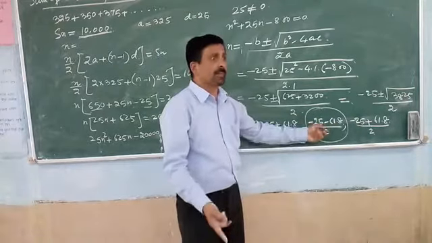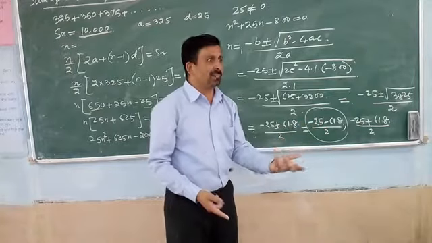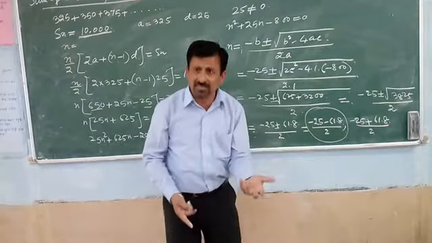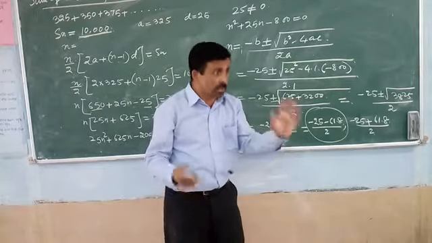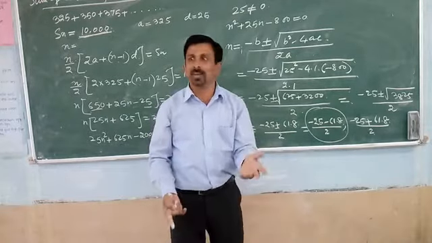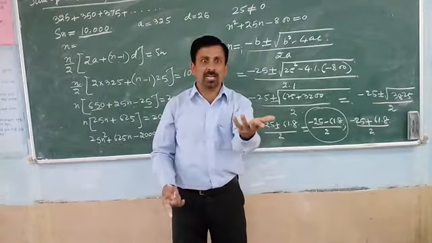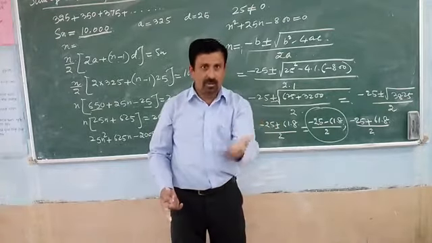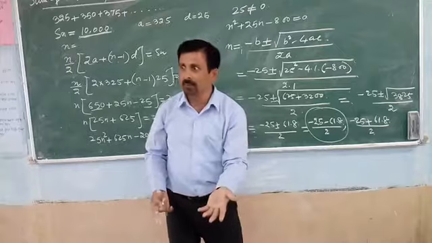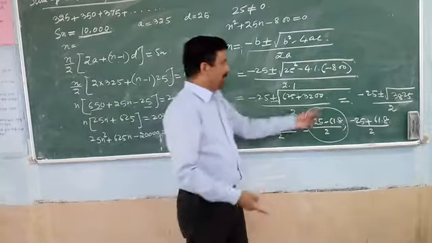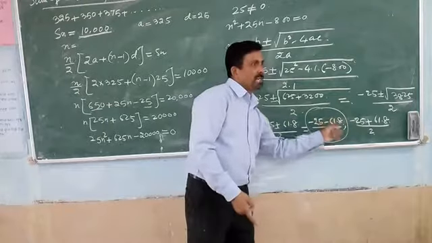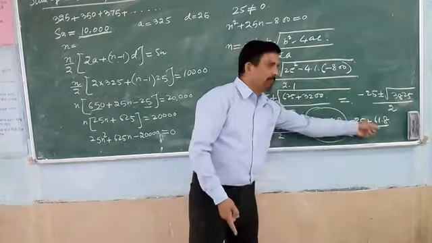And what is this? This is the n, number of terms. Can the number of terms be negative? We are counting how many terms are there: 1, 2, 3, 4. But the number of terms cannot be negative. What is the strength of this class? Maybe 5, 10, 15, 20, 30. Or can the strength of this class be minus 5? Unreasonable, no? That is why this became an unreasonable answer. So this answer is rejected. And finally, we will have this answer.